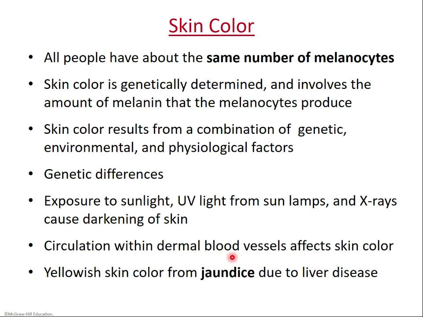Circulation within the dermis and blood vessels also can have certain effects on skin color. So the more blood that accumulates in the dermal region, you might get a little bit more red skin, like flushing. And you might even get yellowish skin from something known as jaundice due to certain liver disease. So when certain compounds like bilirubin accumulate close to the skin, it might give a yellowish type of skin.